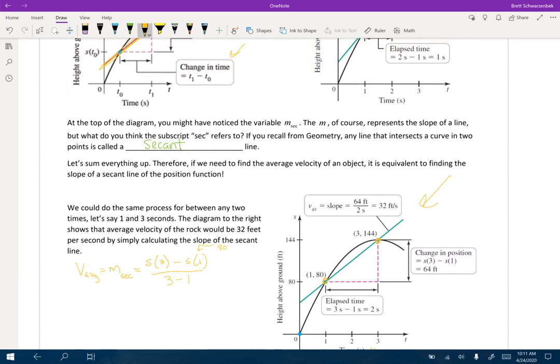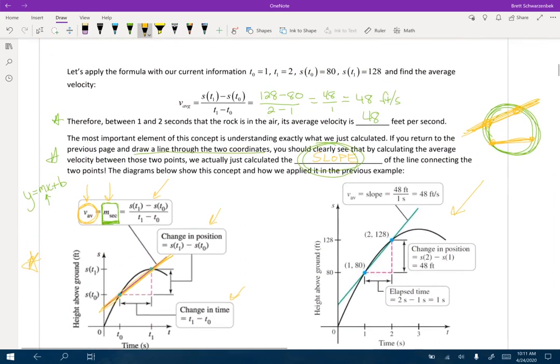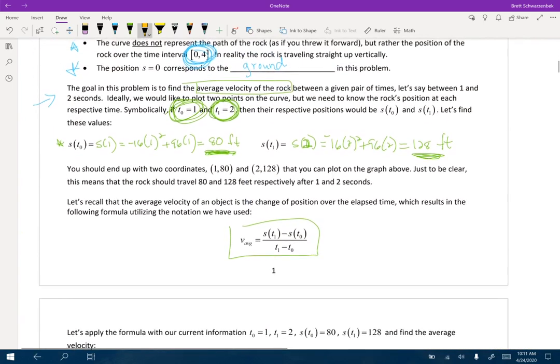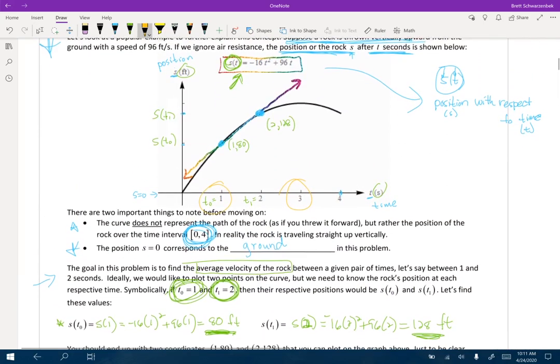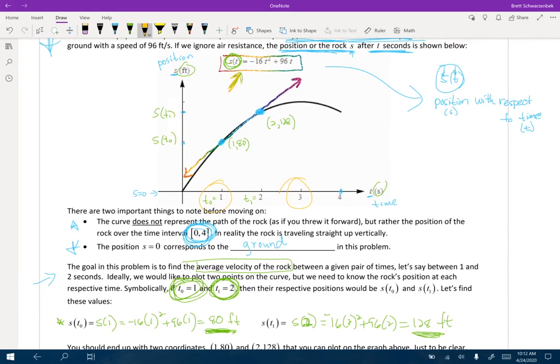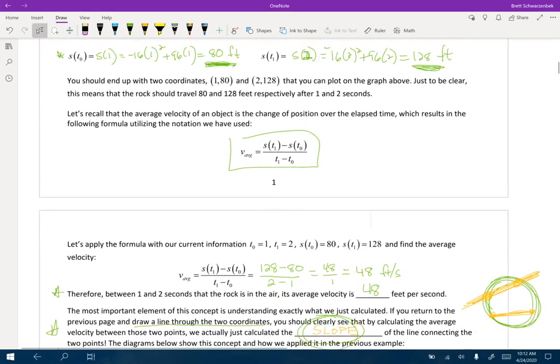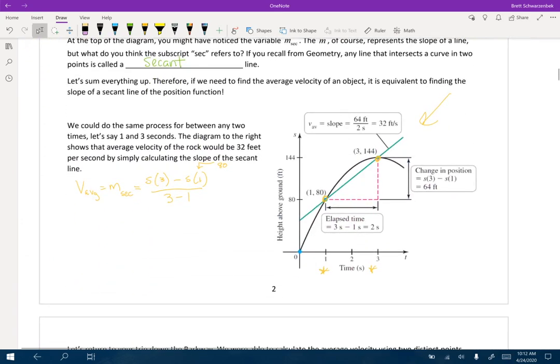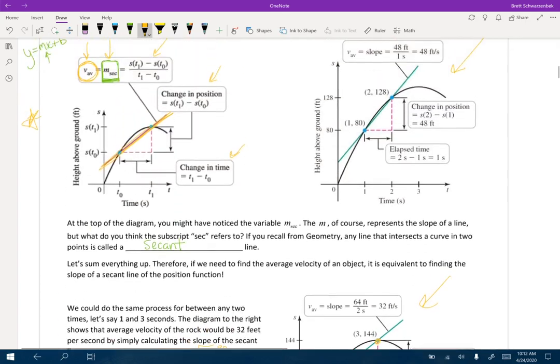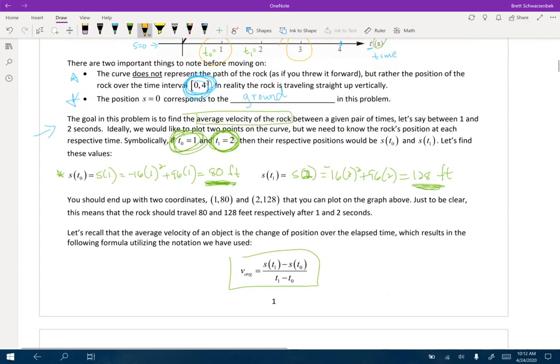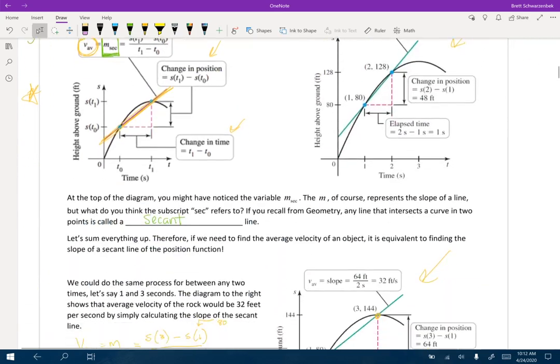Okay, so we need to find s of 3. So remember, how did we do that? We used the equation here, right? And then we plugged in the numbers. So we have to do that again. So basically, s of 3 is negative 16 times 3 squared plus 96 times 3. So let's just verify that again. Make sure that's right. Plus 9. Yep.